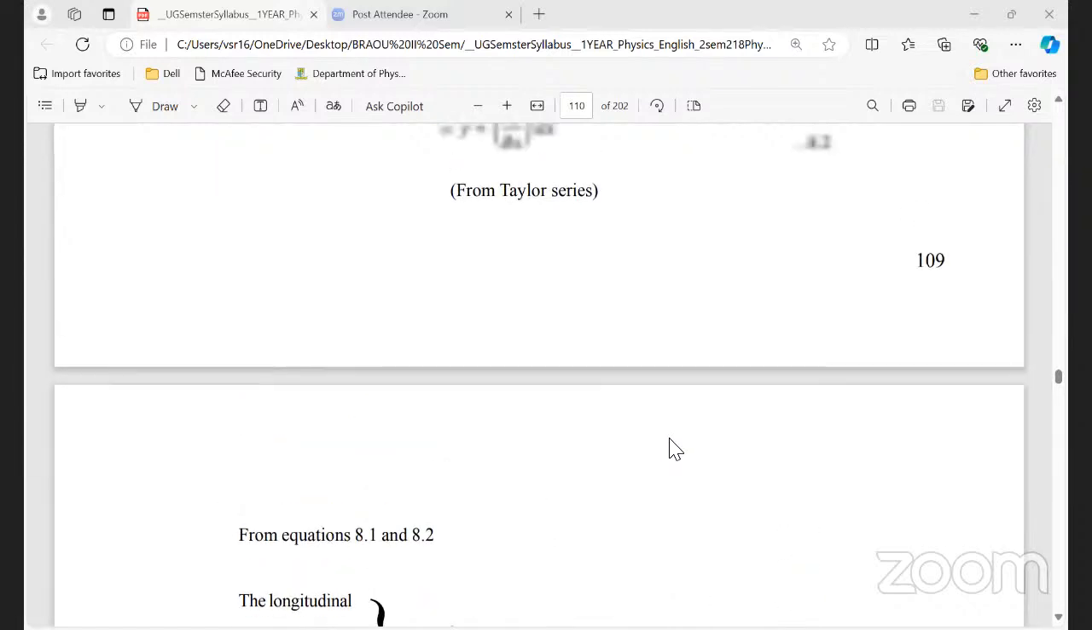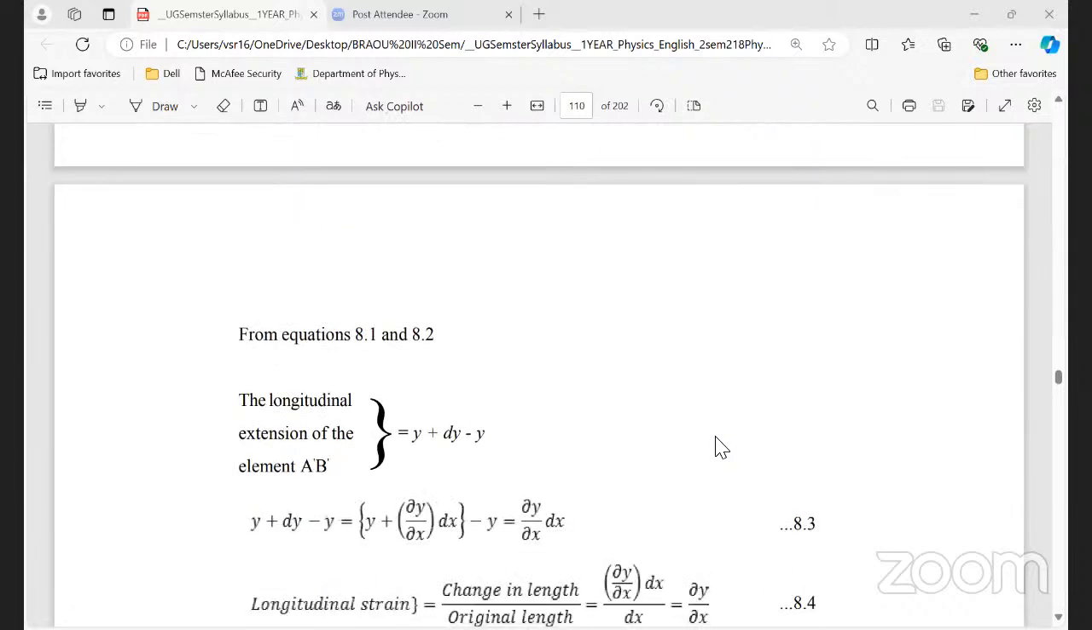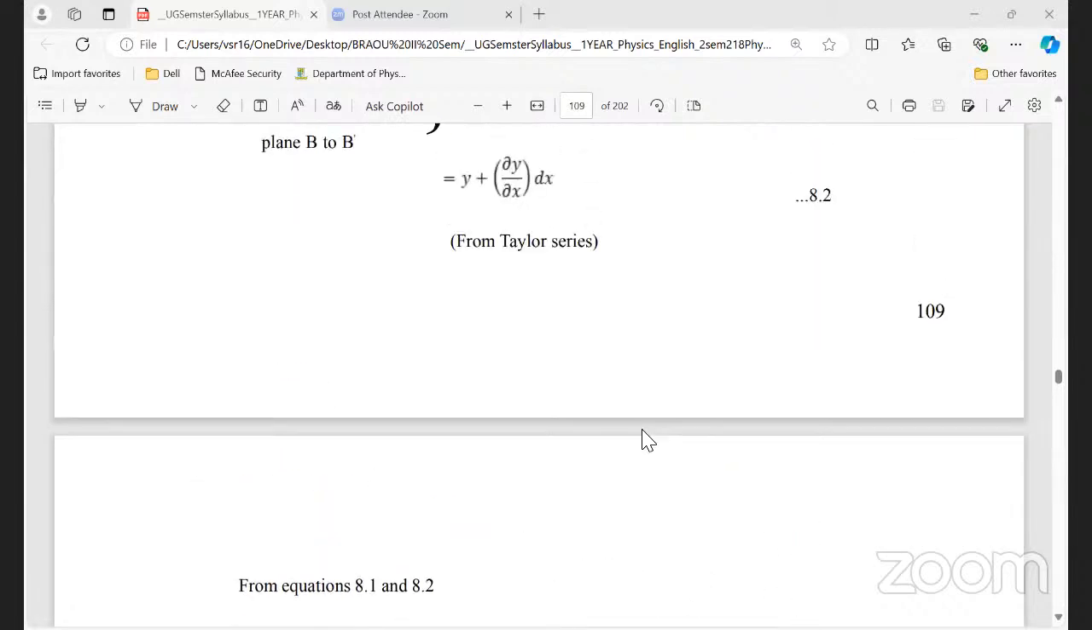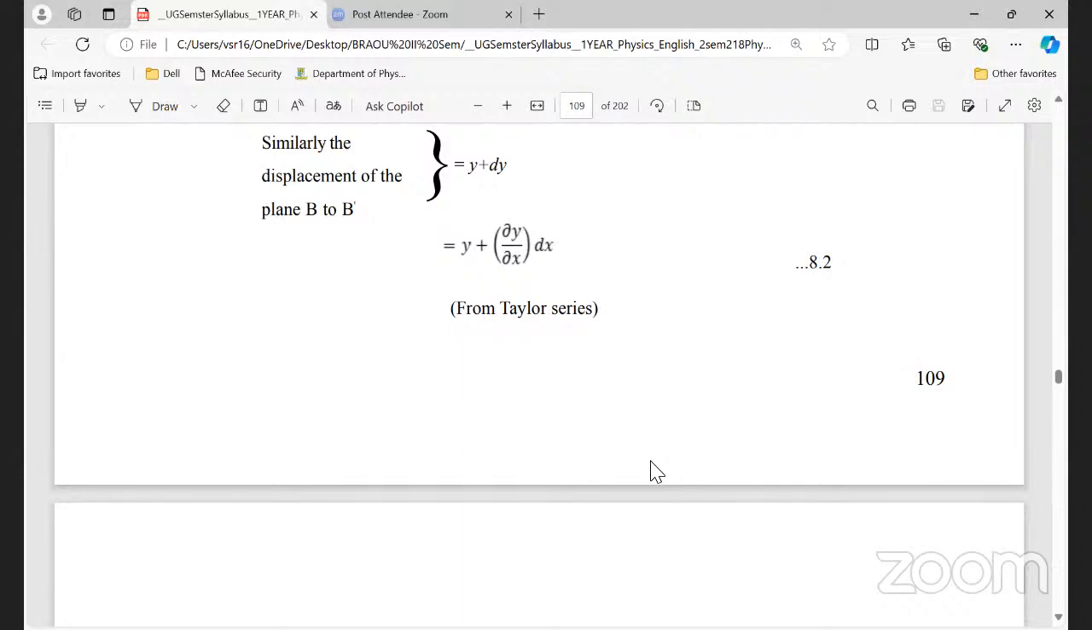Sir, for this Taylor series, we only have to refer to this much, we need not go into the depth of this series, sir? Yes, yes. Okay. So here, that means however the length changes, you represent it by using this Taylor series only. So dou y by dou x, the x component, how it is going to change.